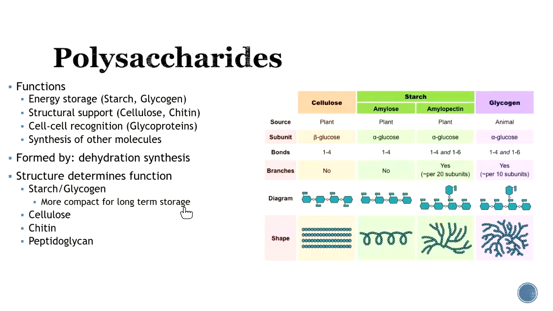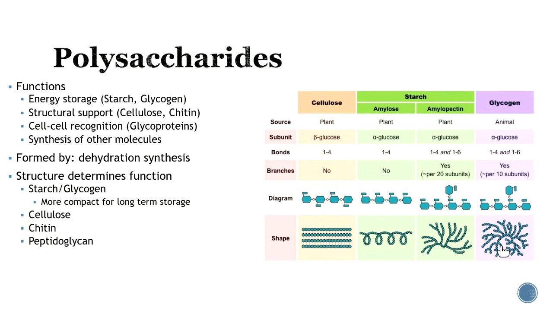Now, polysaccharides, remember, it's just a long chain of monomers joined together, have various functions. They can be a source of energy storage, so starch or glycogen, which I just previously talked about. It can provide structural support. It could be used for cell recognition, how cells communicate with each other. How we form them is by removing those water molecules, so the dehydration synthesis.